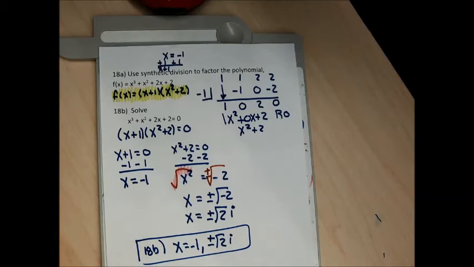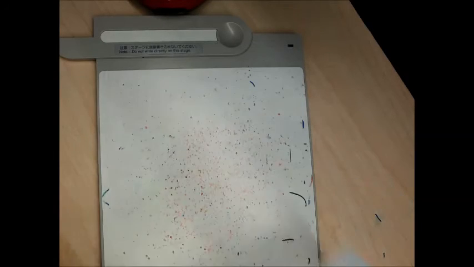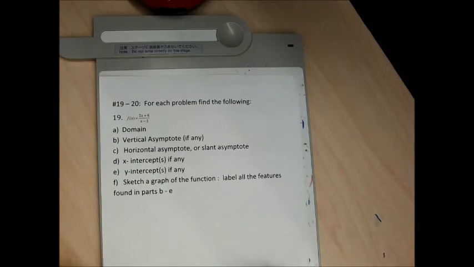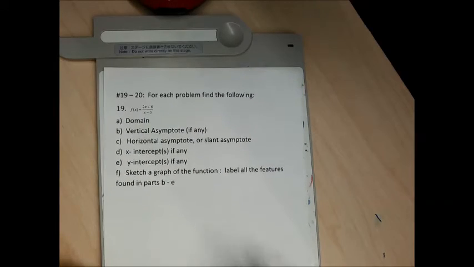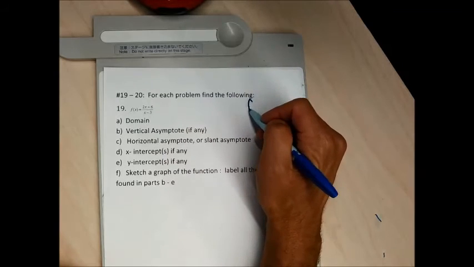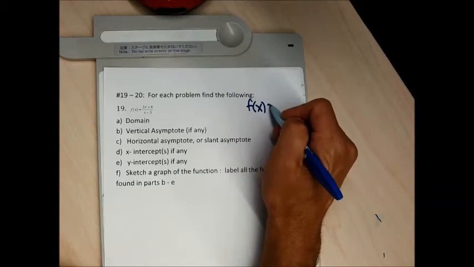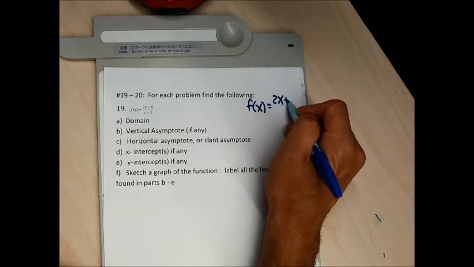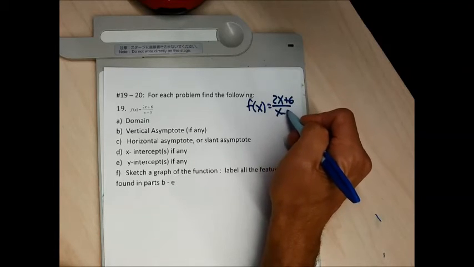Here we have a couple graphs to do. We ask a bunch of questions about the graph, and then you just sketch it by hand. So 19 gives me the function, I don't know how readable that is. It gives me the function f of x equals (2x plus 6) over (x minus 3).